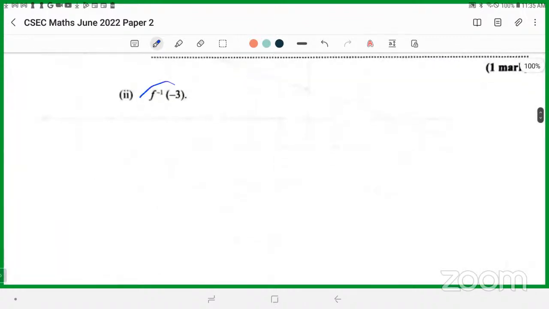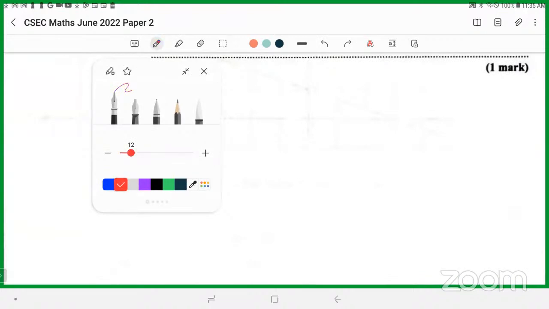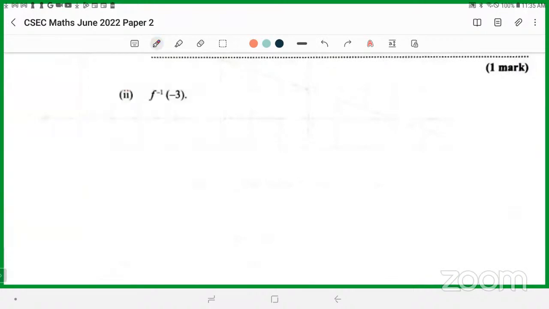They want f to the minus 1 of negative 3. What we're going to do? Same thing all the time. Other ways to do it, but I'm doing it this way for now. When we master functions a little bit more, then I'll show another way to work this out without calculating the inverse function. But we're going to do f to the minus 1 of x first. That's the method we're using. Then we will do the f to the minus 1 of negative 3.